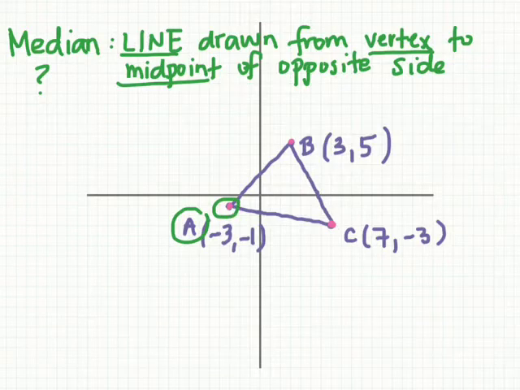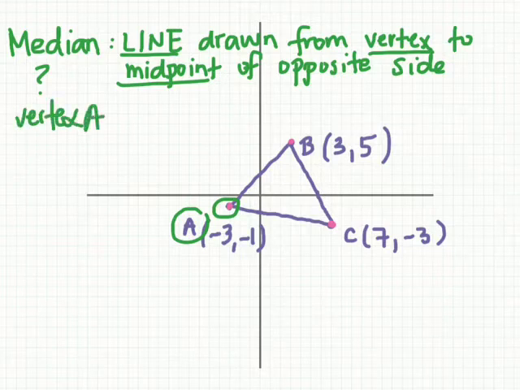So I wrote the definition of a median. What is a median? A line drawn from a vertex. In this case, we want to know from vertex A, so it'd be a line drawn from here. Where would the line be drawn? The line is drawn from a vertex to what? The midpoint of the opposite side. So from this vertex to the middle, somewhere around here, we have to measure it, to the opposite side.